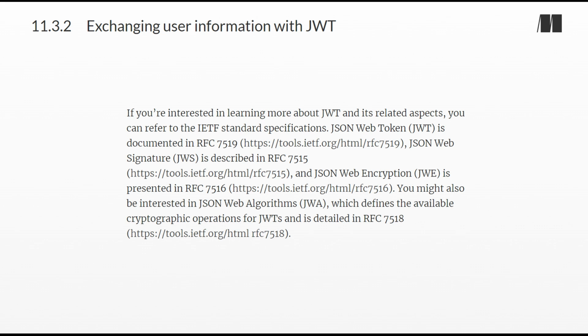Note: if you're interested in learning more about JWT and its related aspects, you can refer to the IETF standard specifications. JSON Web Token, JWT, is documented in RFC 7519. JSON Web Signature, JWS, is described in RFC 7515. And JSON Web Encryption, JWE, is presented in RFC 7516. You might also be interested in JSON Web Algorithms, JWA, which defines the available cryptographic operations for JWTs and is detailed in RFC 7518.